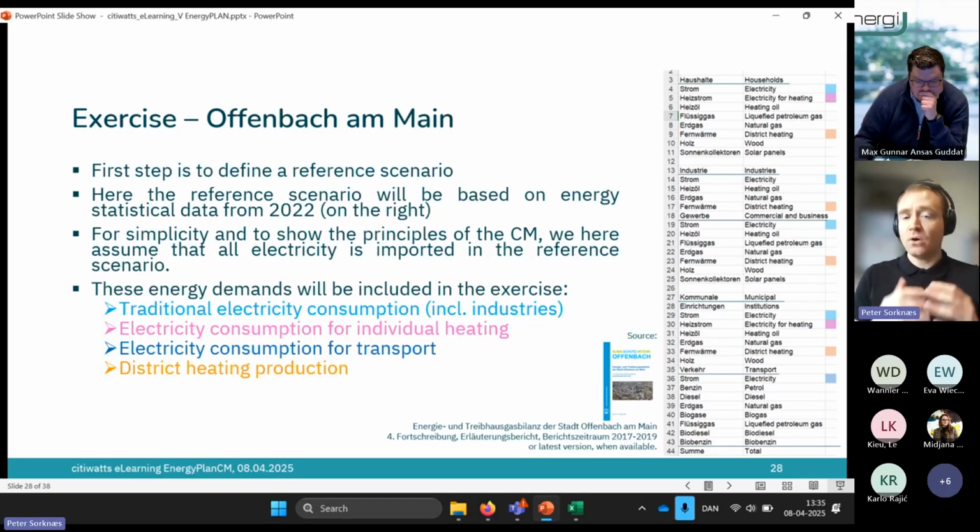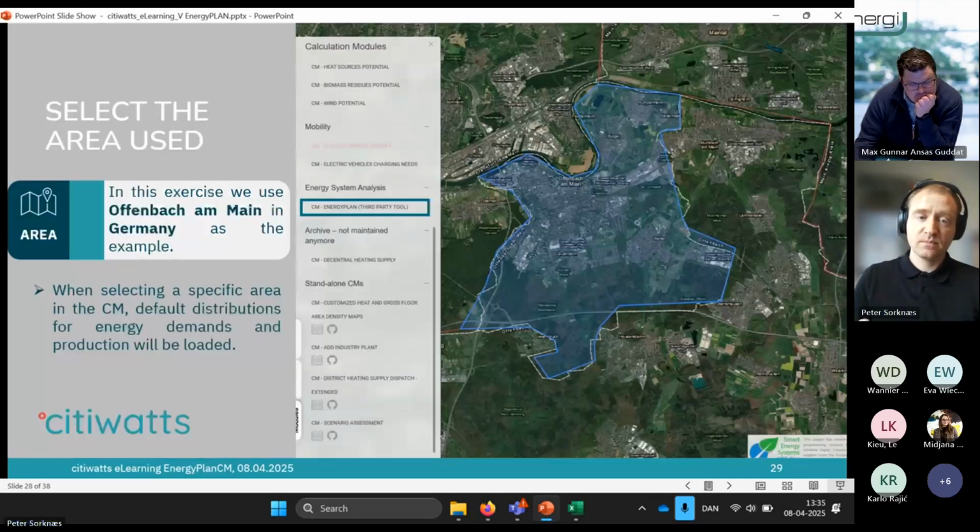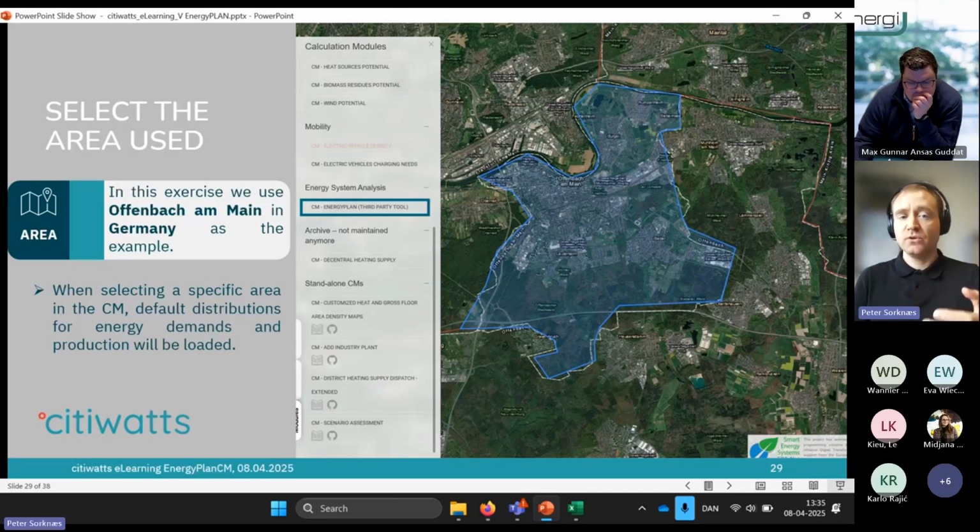So these are the four I will include in this test or exercise. First thing is to identify the area you want to use. And this here on the right, you can see, is Offenbach am Main. Once you have chosen an area, you can go in and identify and use the tool. It will be grayed out until you select an appropriate area, and it will also tell you what options you have there.